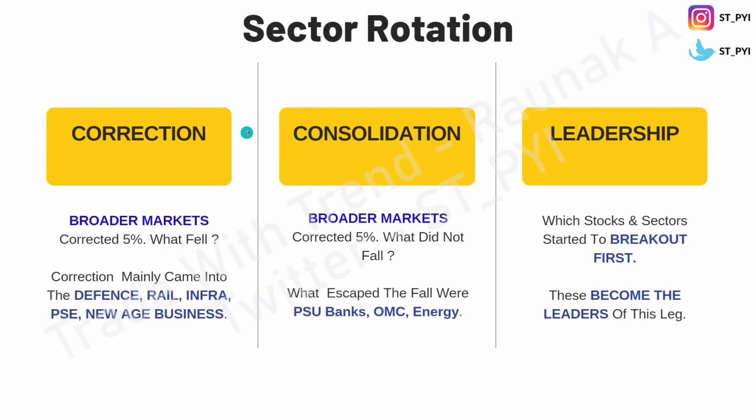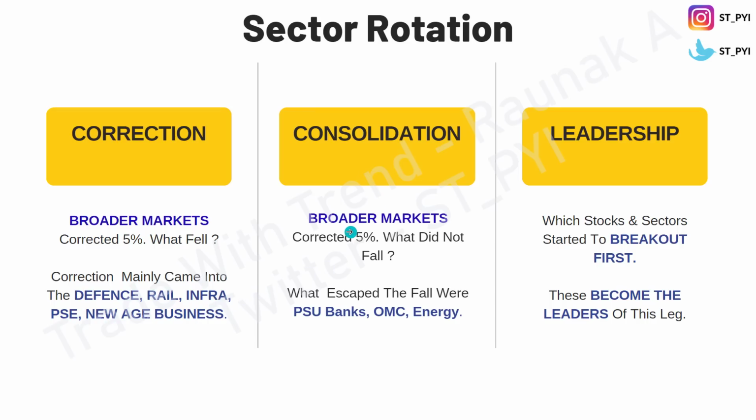Now, a lot of interesting things have happened in the last 15 odd days. Correction: if you look at the broader market indices, something like Nifty, Nifty 500, Nifty Total Market Index, these have corrected something like 4.8 to 5.2% only. But if you look at the broader market, that is mainly the defense names, railway stocks, infra, PSE, new age businesses, and a lot of newly listed companies, these were down more than 25 to 35%. All right. Then came the consolidation phase.